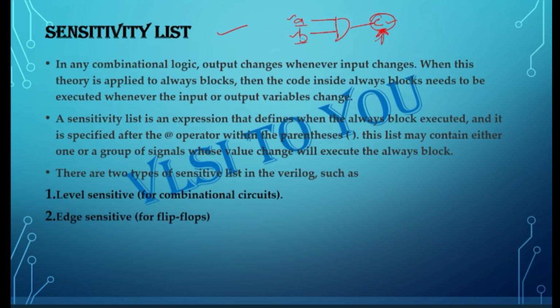If there is a change in A and B, there will be a change in C. Similarly, just like any change in the output is affected by the inputs in combinational circuits, the sensitivity list works in always blocks also.